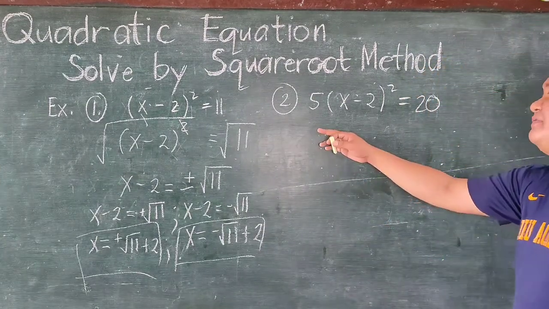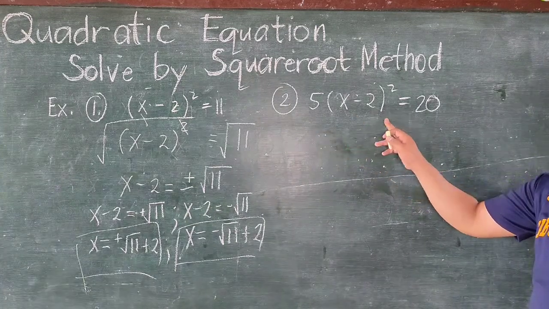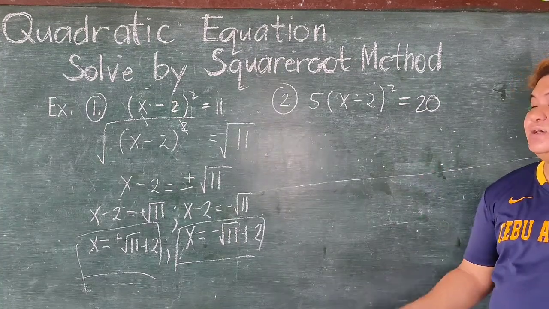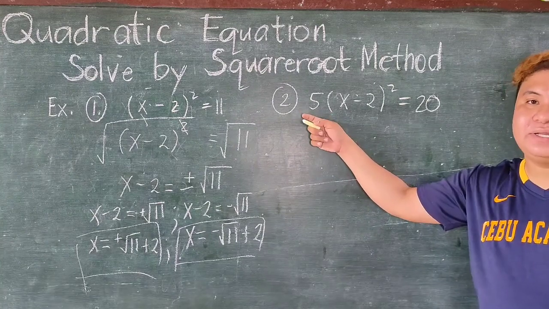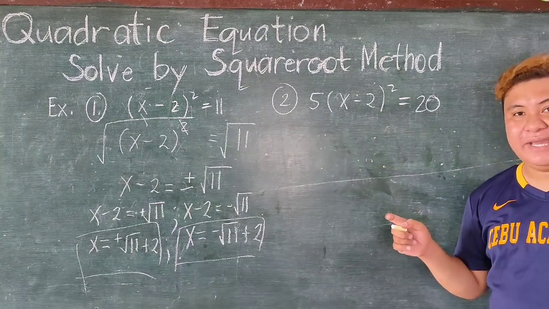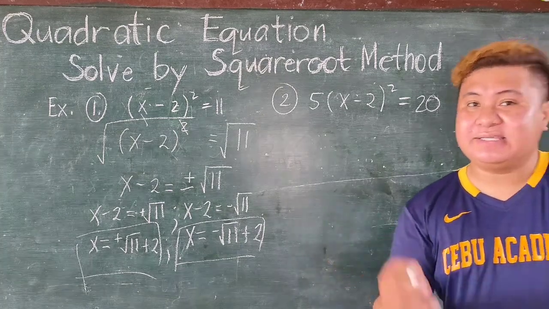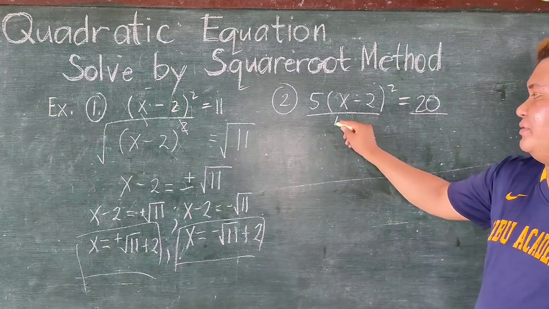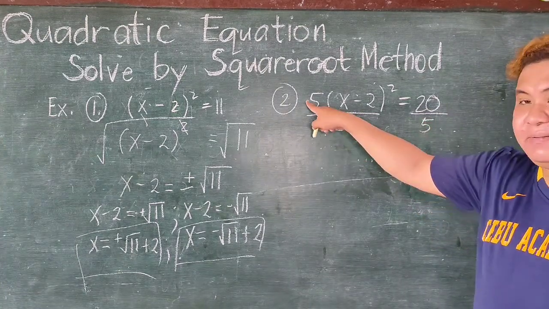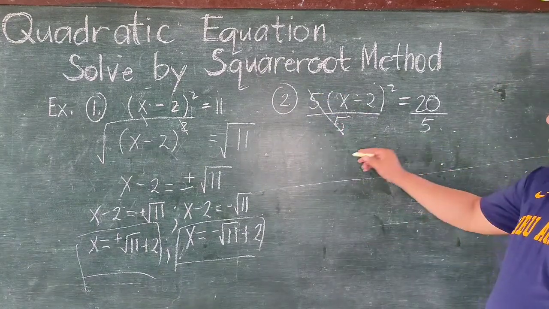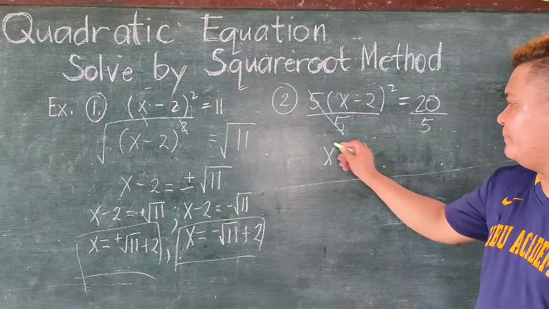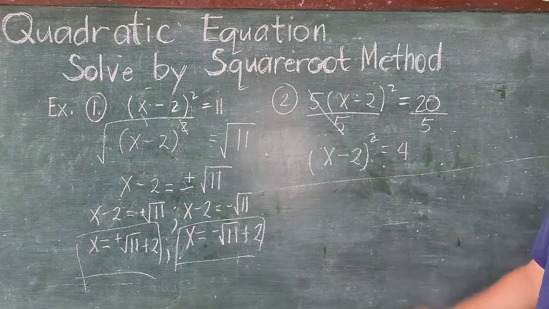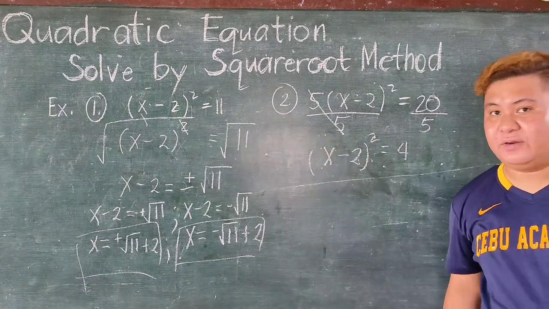We have 5(x - 2)² = 20. What we're going to do first is omit the 5. And how do we do that? We have to divide both sides by 5. So, 5 divided by 5 is 1. Having that, (x - 2)² = 20 divided by 5, which is 4. And then we'll apply the square root method.